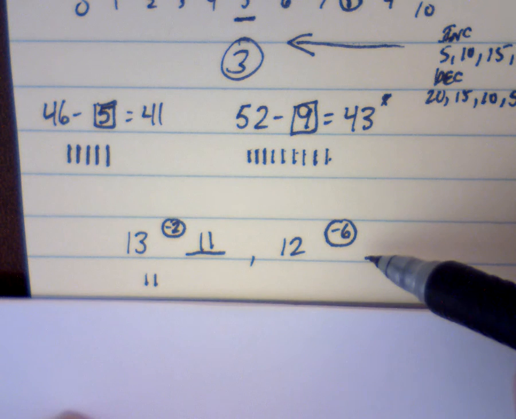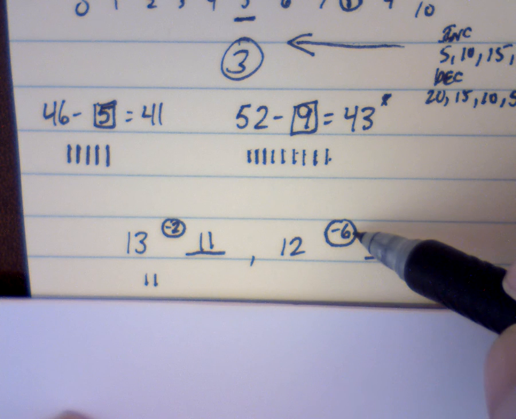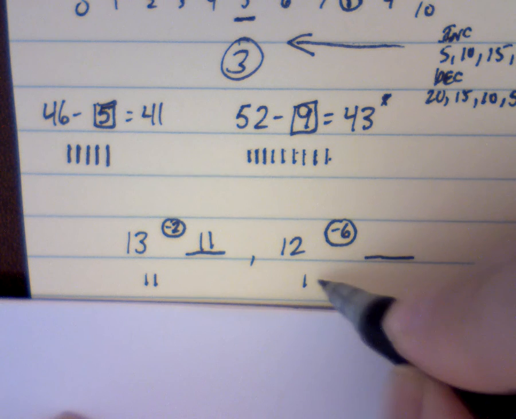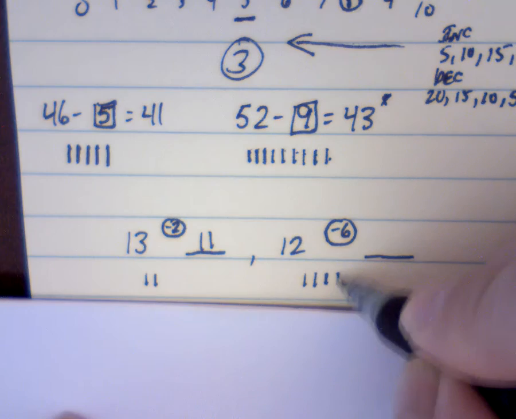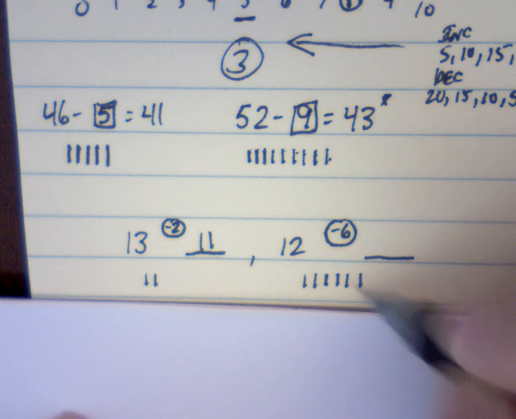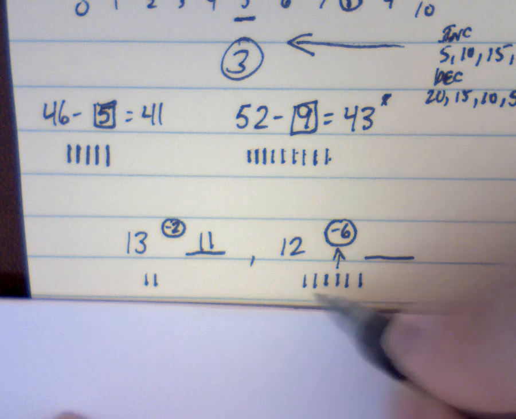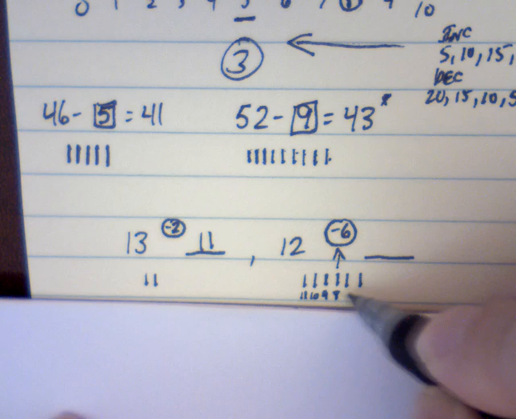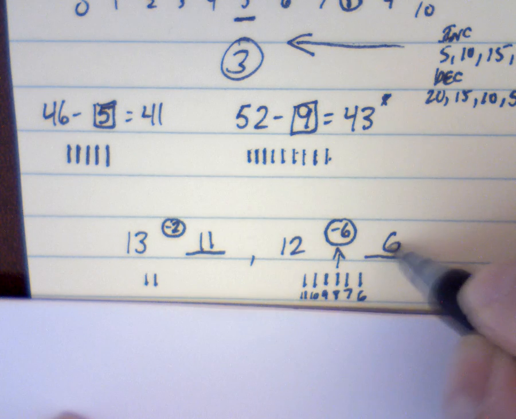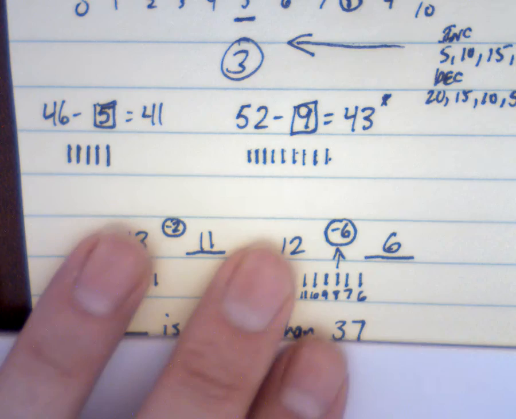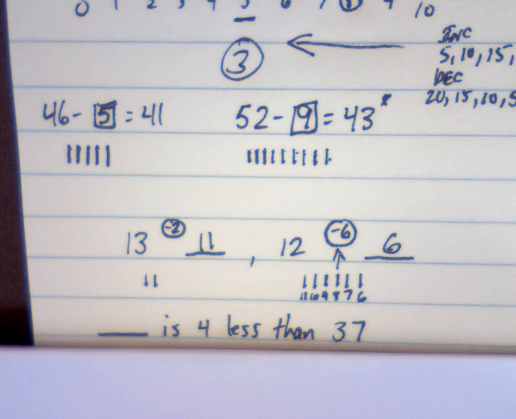Same principle applies here. We start at 12. Our gap is minus 6, so we're taking 6 away from 12. 11, 10, 9, 8, 7, 6. There's our 6 lines, which represents this right here. Start at 12, so 11, 10, 9, 8, 7, 6. Our answer is 6.